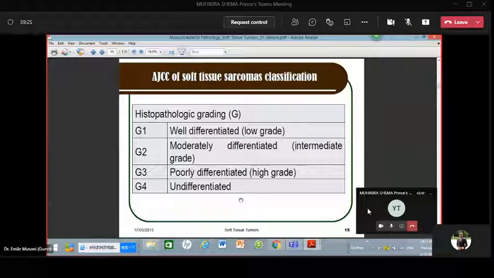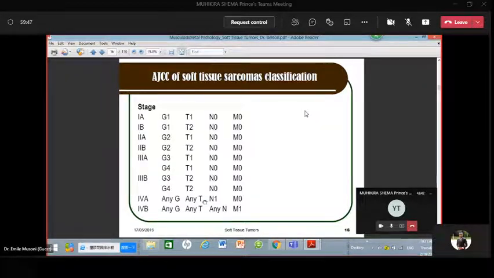Histologic grade, we have seen in general pathology: well differentiated, moderately differentiated, poorly differentiated, what we call high grade, and undifferentiated. And for undifferentiated, we don't even know the origin. Sometimes you have to use immunohistochemistry, where you use vimentin and desmin antibodies to know if they are from fibrous tissue or from muscles. This is the American Joint Committee on Cancer classification for soft tissue sarcomas.